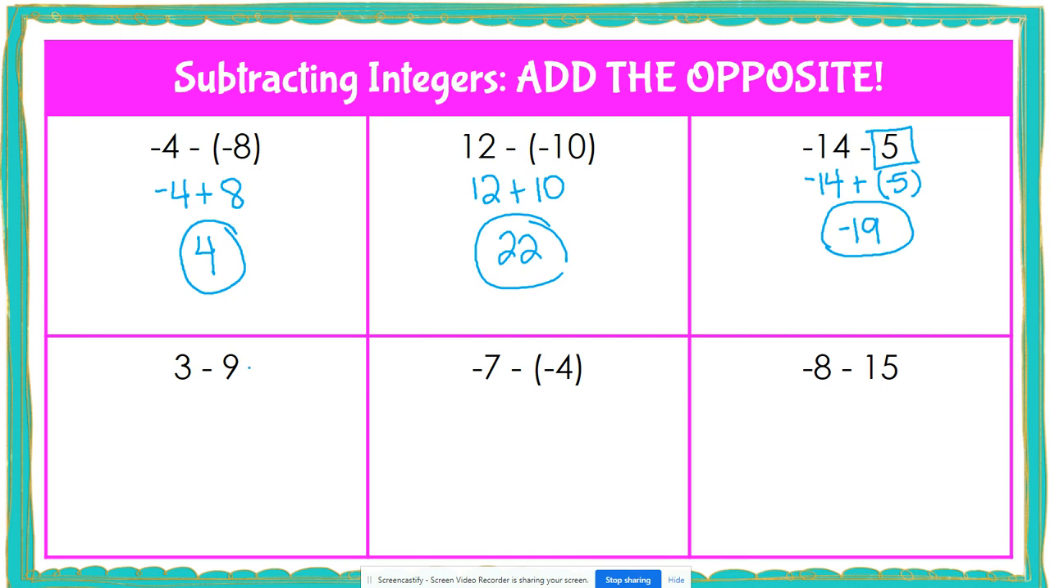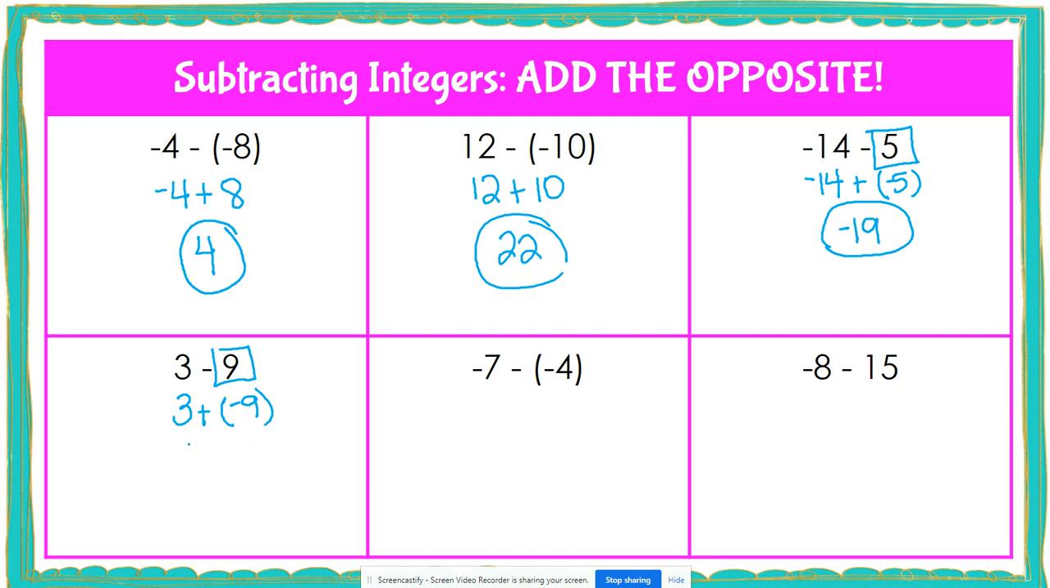3 minus 9. If I rewrite this as an addition problem, 3 is going to remain the same. Subtract will become add, and then I need to change this number, which is 9, to its opposite. The opposite of 9 is -9.